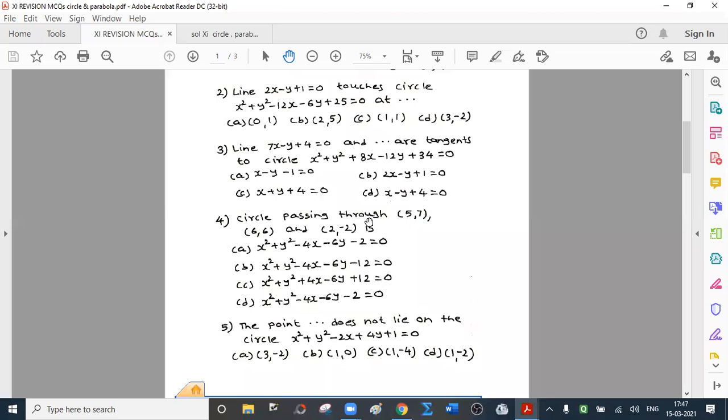Fourth one, circle passing through (5, 7), (6, 6) and (2, -2) is. See, if 3 points lie on the circle, coordinates of all the 3 points will satisfy equation of circle. So check whether (5, 7), (6, 6), (2, -2) satisfy the equation or not. So consider, you have to check options one by one.